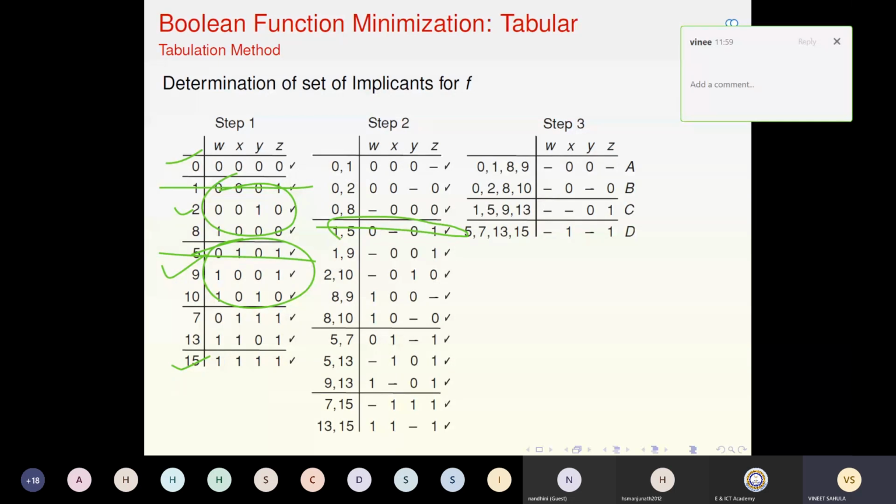Because they differ in one position, the second position, I have put a don't care here. How many of you will find it difficult to go from this table to this table? Can I go ahead? Say yes or no. Can you go from table 1 to table 2? It is just a pairwise comparison between neighbors.